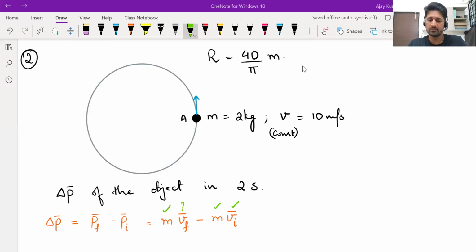Since the object is executing circular motion, if you simply know its position, either here or here, you can tell the direction of its velocity. If it's here, the direction of its velocity is like this. If it's here, the direction is like this. We'll do some calculations and get the angle. So you need to find out where the object will be after 2 seconds. How to do that?